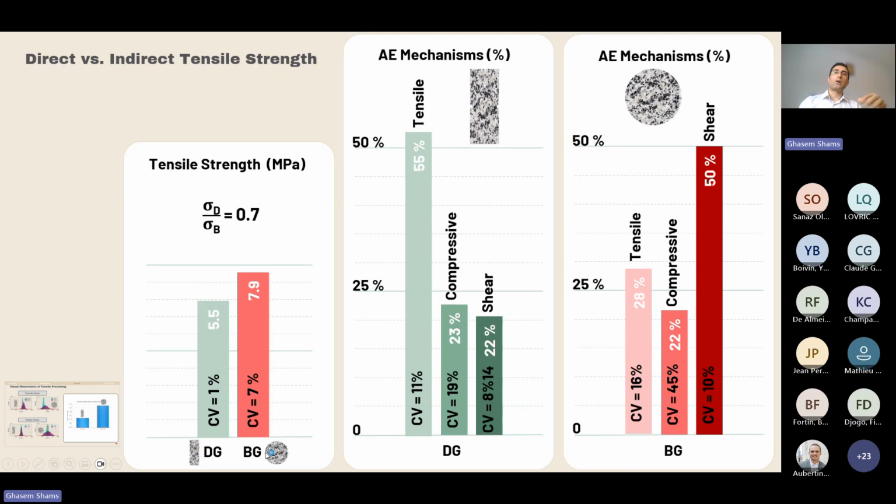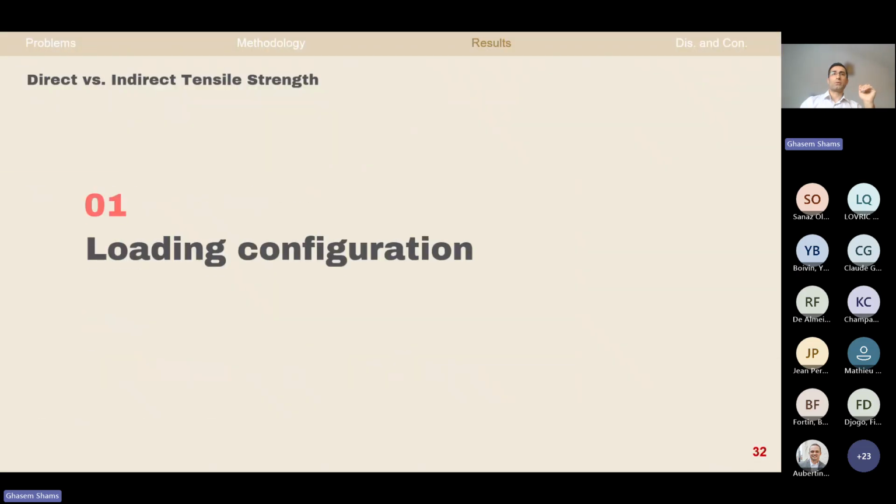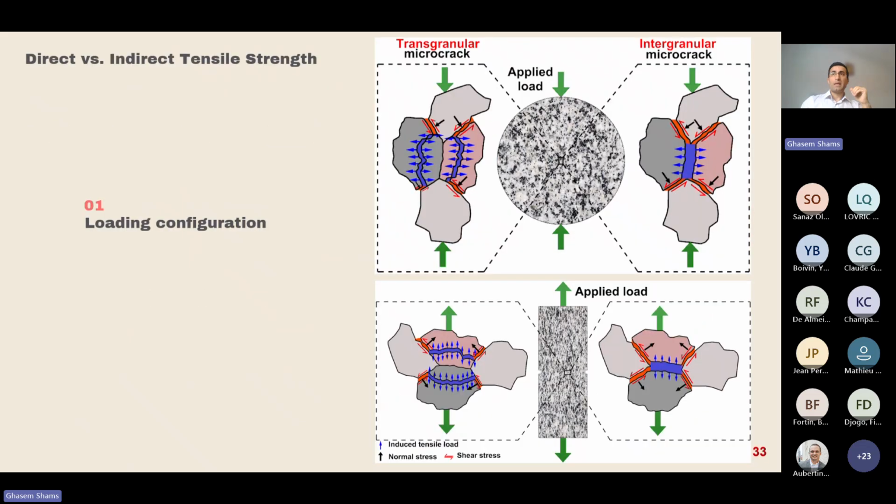In contrast, in other words, when we have a smaller proportion of shear microcracks in the tensile test, we have a smaller overall tensile stress. That's what we concluded, but let's explain a little more. It's related to the loading configuration. This figure illustrates a simplified schematic representation of the loading configuration for the Brazilian test and the direct tensile test.